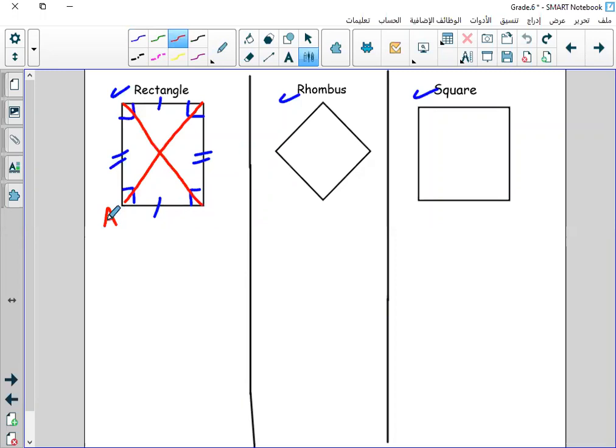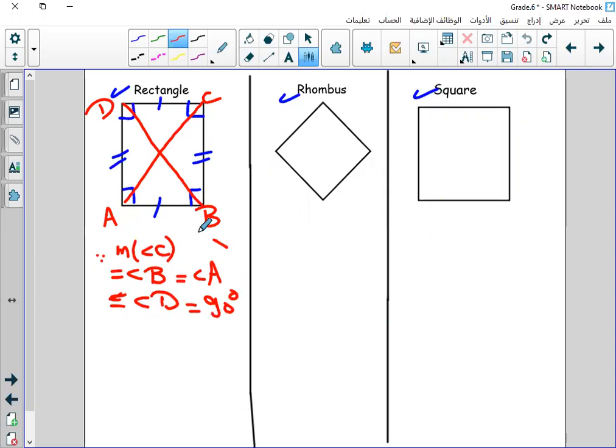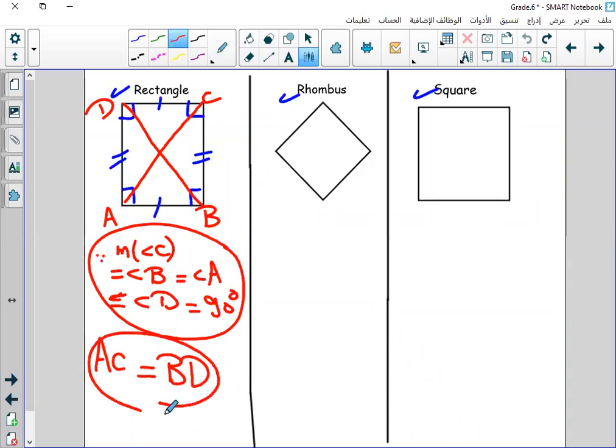So if we name the rectangle ABCD, we will write that the measure of angle C equals the measure of angle B equals the measure of angle A equals the measure of angle D equals 90 degrees. This is the first property. And the second property is that AC equals BD. This means that the two diagonals in a rectangle are equal in length.